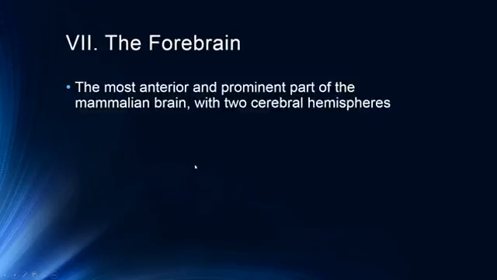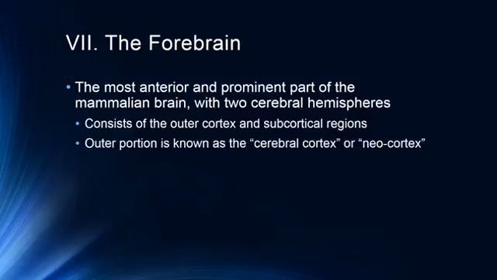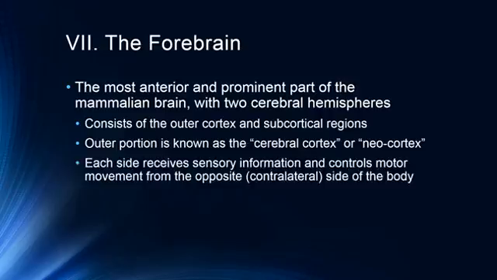So these structures of the forebrain that I've just been pointing out, the most anterior and prominent part of the mammalian brain is the two cerebral hemispheres. This consists of the outer cortex as well as some subcortical regions. The outer cortex is known as the cerebral cortex, or sometimes it's also known as the neocortex, because it appears in terms of evolution to be the newest part of the brain. Pretty much every vertebrate species has all the structures we've talked about already, including cortex. It's the amount of cortex that really seems to separate human beings from other species. And in particular, more advanced species tend to have more cerebral cortex.